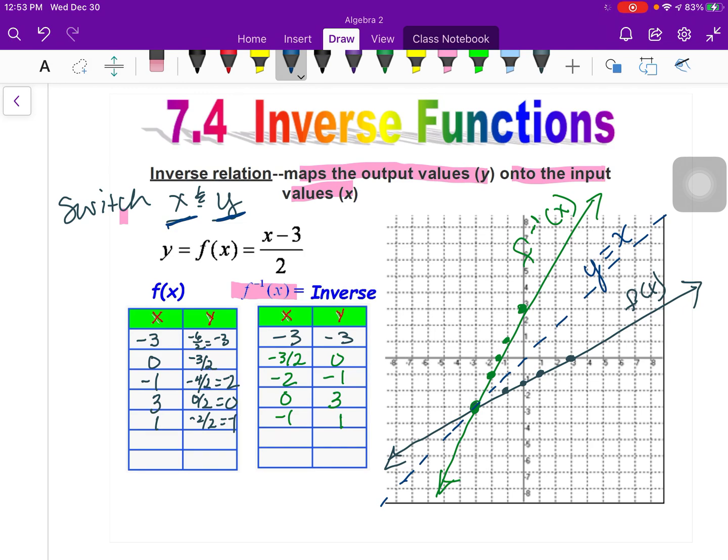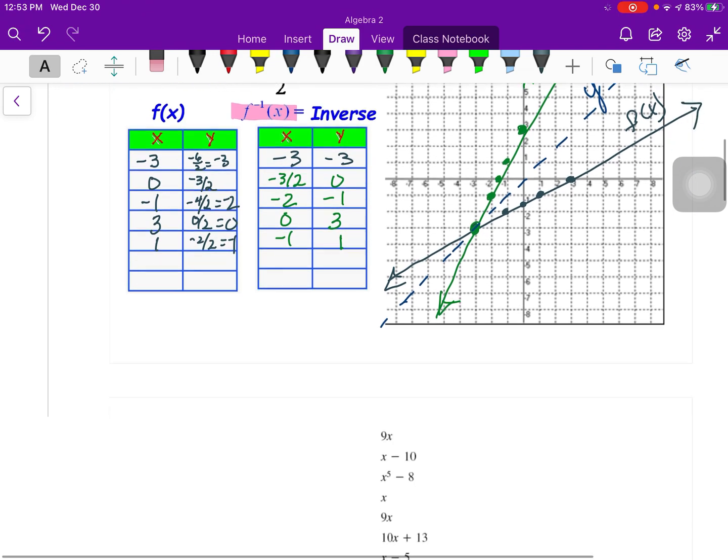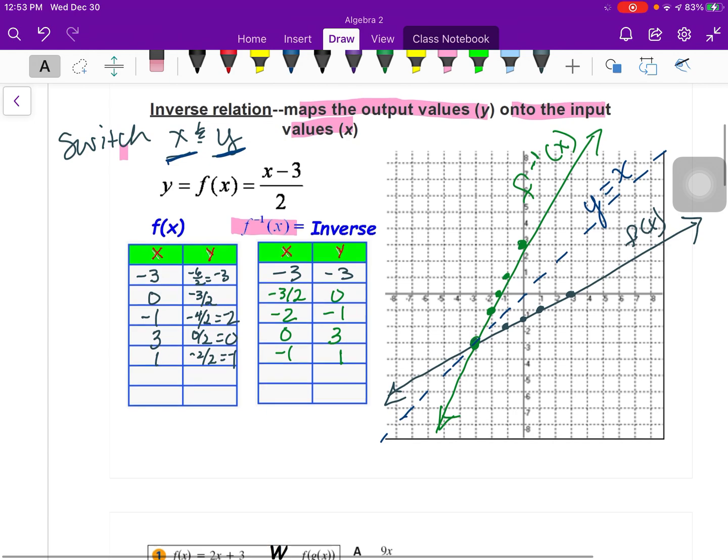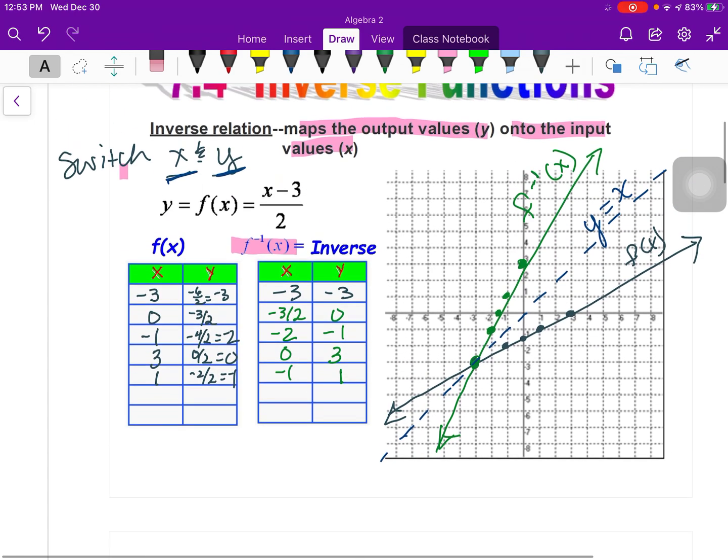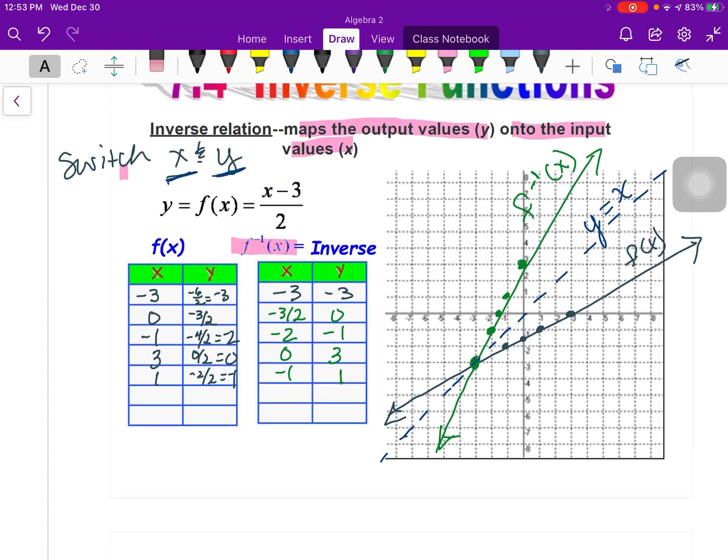So what does this mean? When you have a graph, you will pick points on the original function, and then you will switch your x and y coordinates to get the inverse.